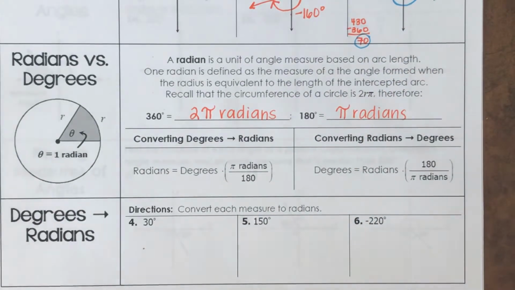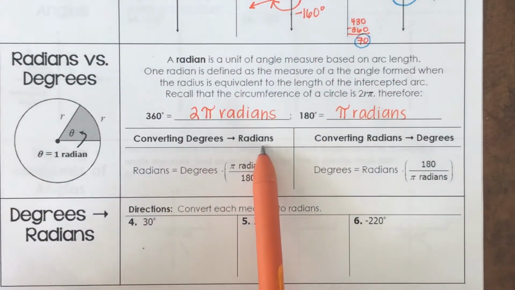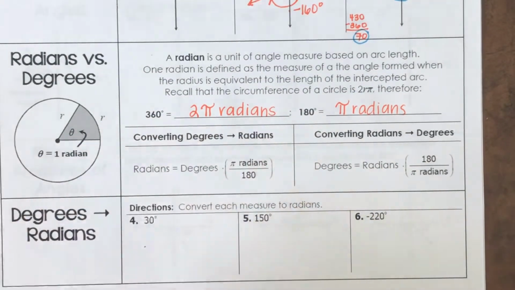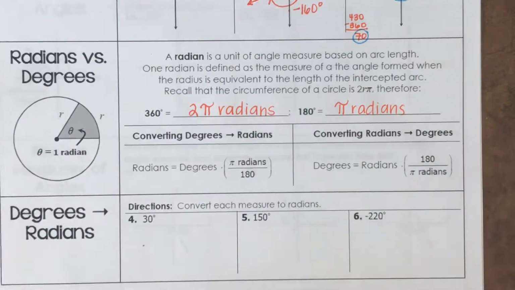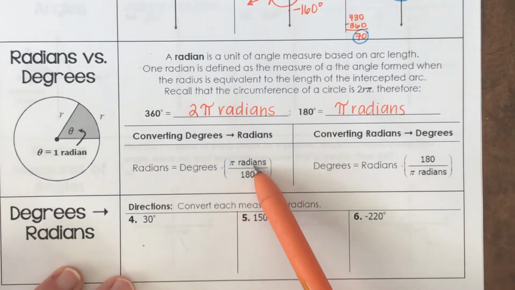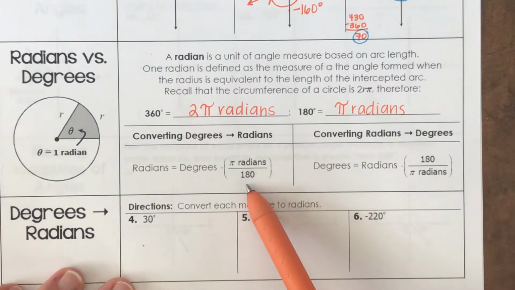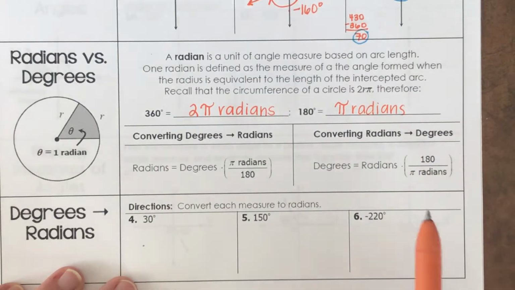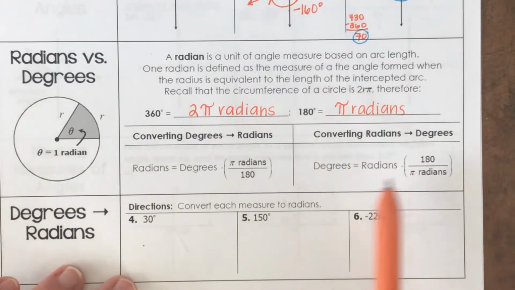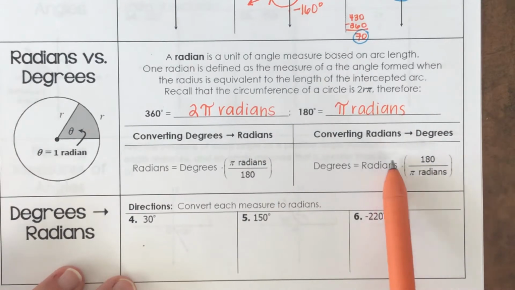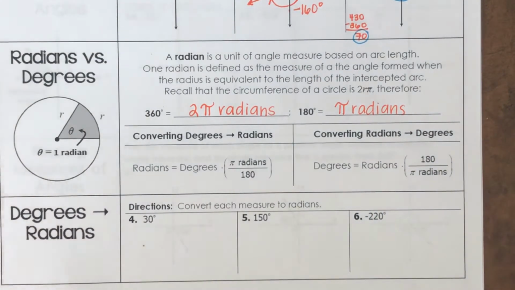So what we're going to practice doing is converting from degrees to radians and from radians to degrees. In order to convert from degrees to radians, I'm going to take whatever the degree is and multiply it times pi radians over 180. If I'm going from radians to degrees, I'm going to do just the opposite. I'm going to multiply the radians by 180 over pi radians because I want the radians to cancel. I'll show you what I mean.